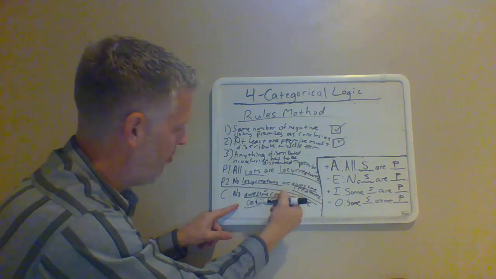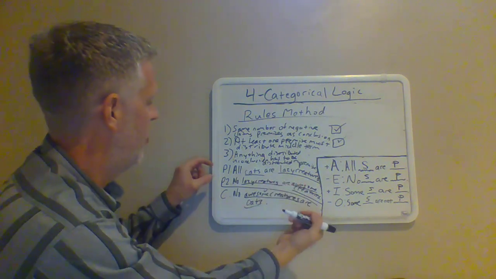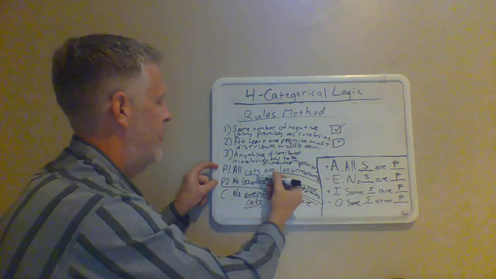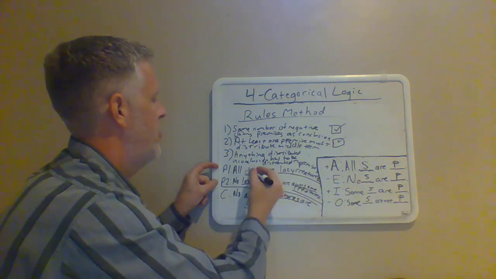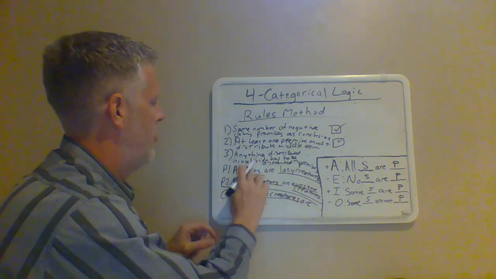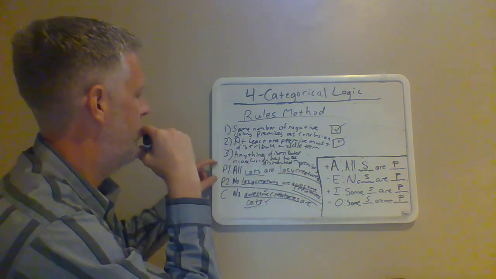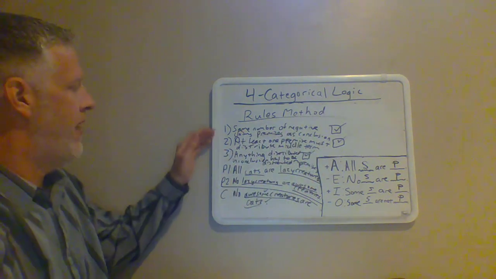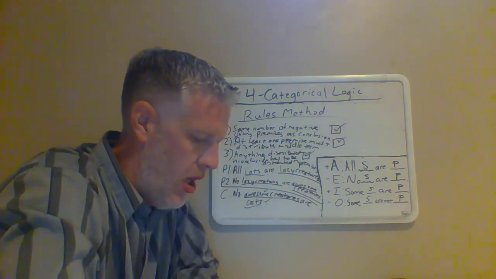Since cats is also distributed in the conclusion, it better be distributed somewhere in the premises. And it is, right, because it's the subject of a standard form A claim in the first premise. So yes, it is also distributed in the premises. So we actually satisfied all three rules.